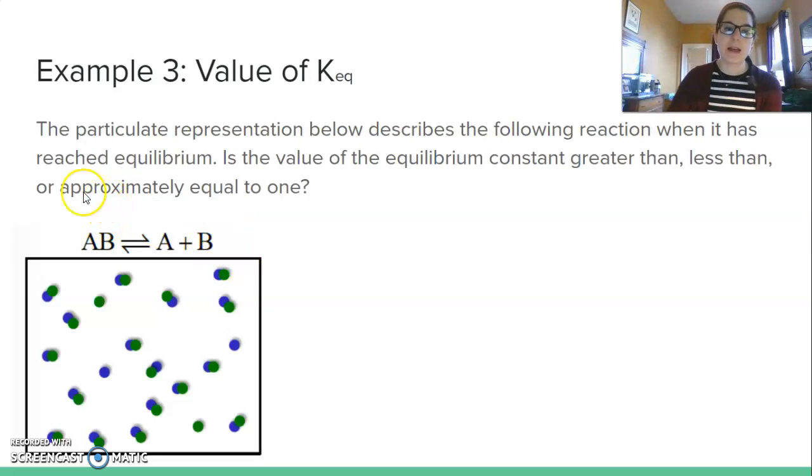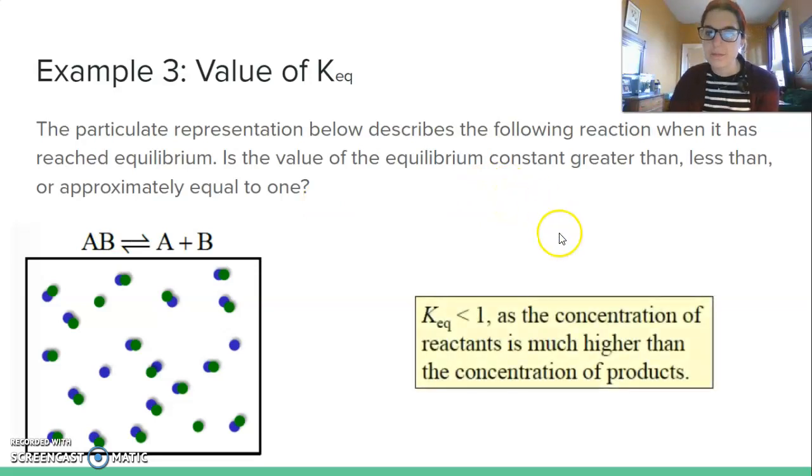This tells me that I have much more reactants. I have 16 versus 2 of each. So that tells me that the equilibrium lies to the left, favoring reactants by the way that this is currently expressed. So my KEQ value, KC in this case, should be less than 1. So the concentration of reactants is much higher than the concentration of products.